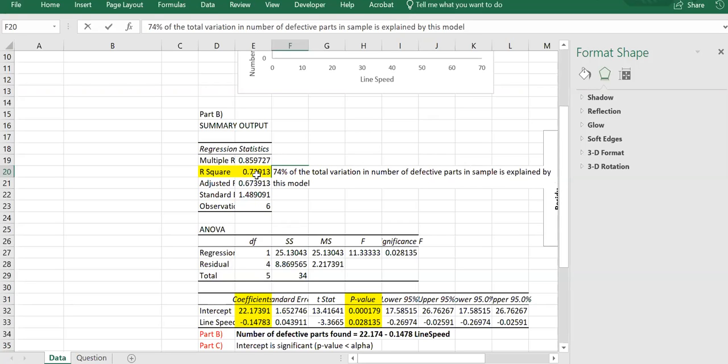So just given this sample, we are able to explain 74%. So if you change the sample size, this may go up or down. If you change again the sample size, p-value may go up or down, and that's going to give you a better understanding of the true relationship between the line speed and the number of defective parts found.